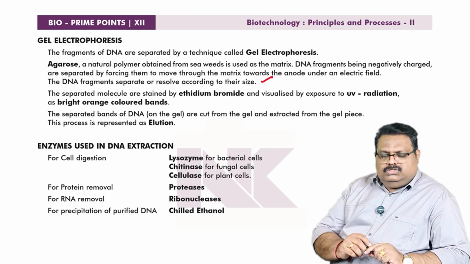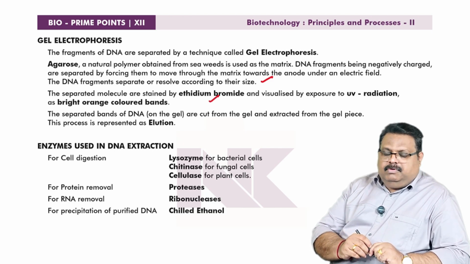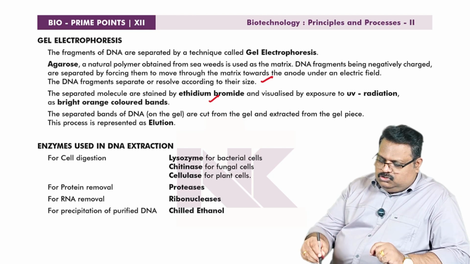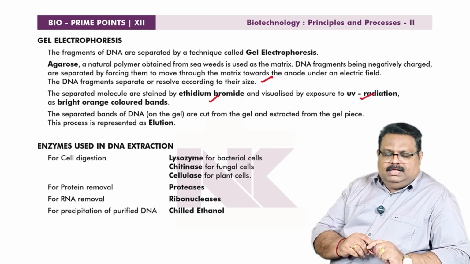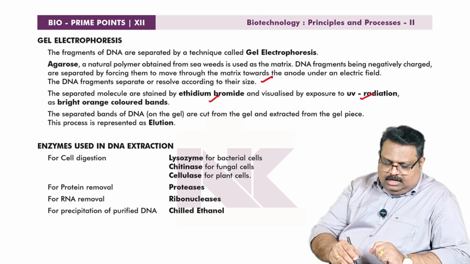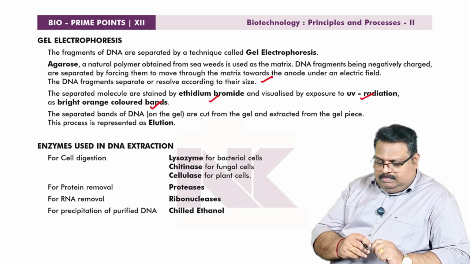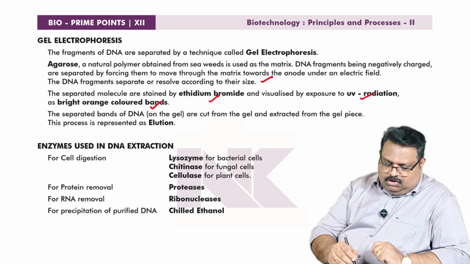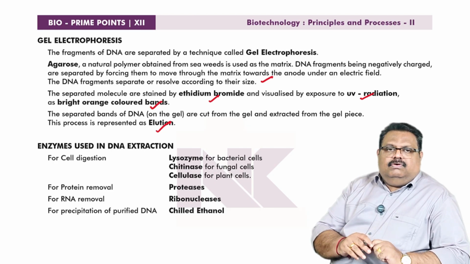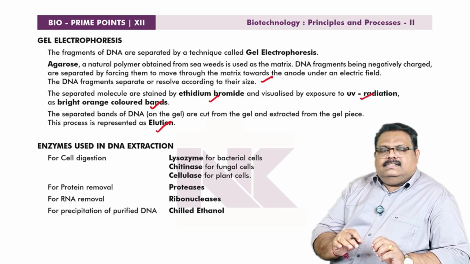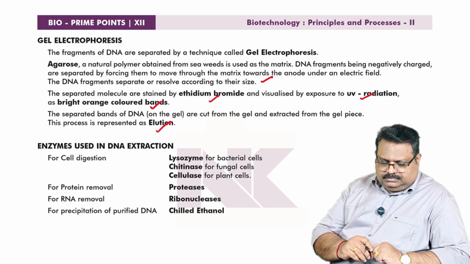The separated molecules are stained by using a stain. That stain is called ethidium bromide and visualized by exposure to UV radiation. Then these separated fragments will be seen as bright orange colored bands. The separated bands of the DNA on the gel are cut out from the gel by a process. That process is called elution. Anyway, these mechanisms are collectively for isolating a desired fragment of DNA, and the mechanism is called gel electrophoresis.